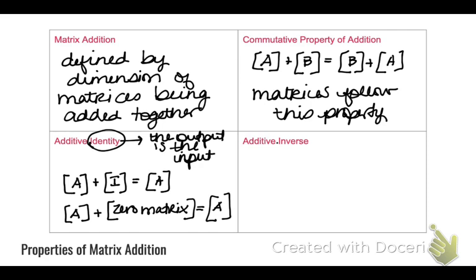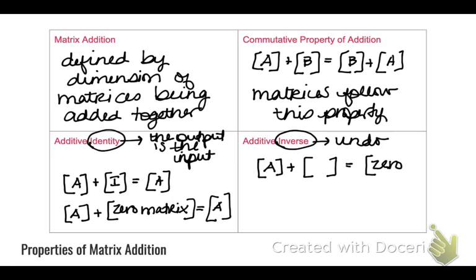An additive inverse, just like we have inverse operations, is going to undo. So for additive inverse, we want to take a matrix, add something to that, so that in the end I get the 0 matrix. So for this to happen, every entry would be the inverse of the entry in the original matrix.